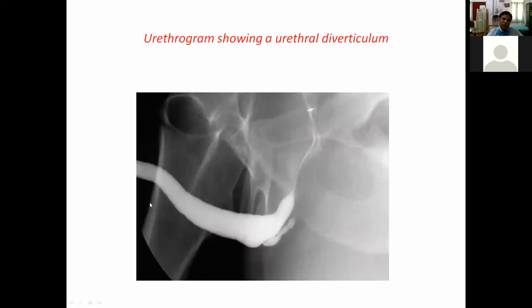So this is the urethrogram showing a diverticulum, which is communicated with the main urethra. So the diverticulum is here and the opening is here. So it is self-emptying. The urine automatically passes into this one.